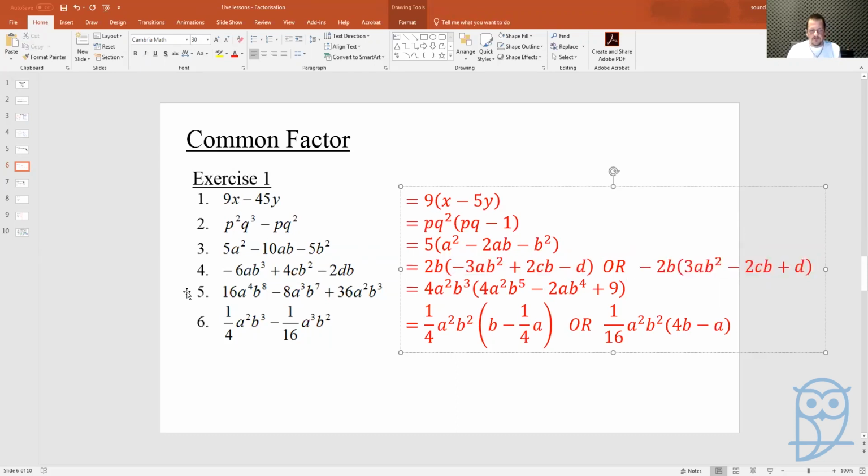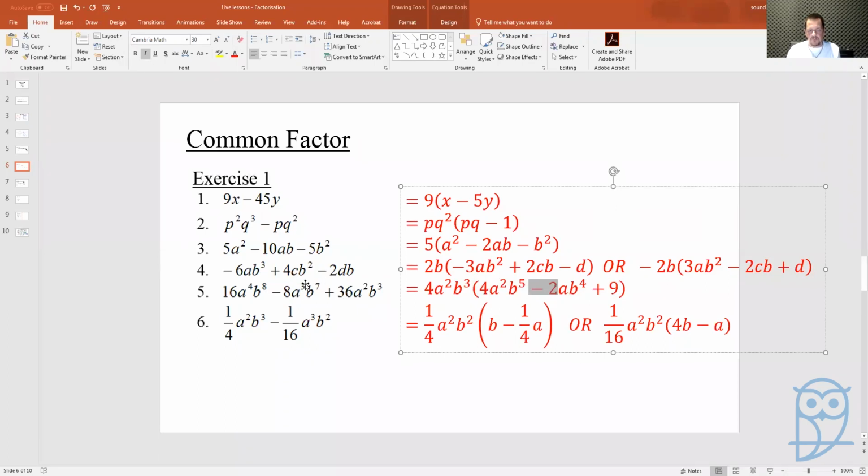You have a look at number 5, common factor of 4, a squared b cubed, because the highest power of a is 2, the highest power of b is 3. That is common to all terms. Then you have an 8, a 16, and a 36. So highest common factor between all of those 3 numbers is 4. So 16 divided by 4 gives me 4. I've got 4 A's. I'm taking 2 out, leaving me with 2. I've got 8 B's. I'm taking 3 out. That leaves me with 5. And then we have, with the 4 here, minus 8 divided by 4 gives me minus 2.